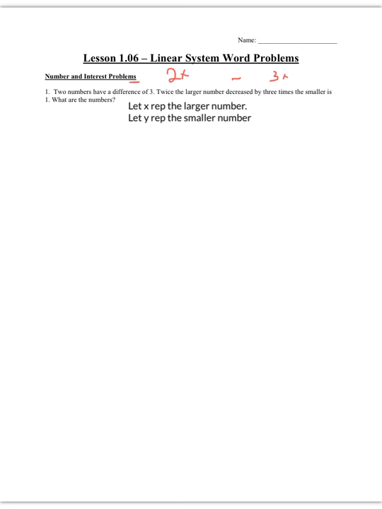But first, we need to introduce variables. So we need let statements. Every word problem, we have to have let statements. So we're going to let x represent the larger number, and we're going to let y represent the smaller number. The first statement says two numbers have a difference of 3. That means the larger number minus the smaller number makes 3. There's my equation 1.